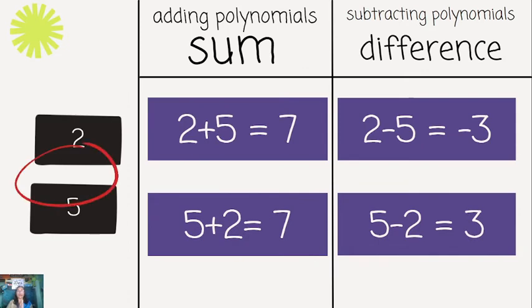So when you add polynomials, you have to combine similar terms. So you can add 2 and 5. 2 plus 5 is 7, or the other way around, 5 plus 2 is 7. As you can see, the order of the addends does not affect the sum. So we have the commutative property. If you are going to look at subtracting polynomials, you can say 2 minus 5, the answer is negative 3, or the difference is negative 3. But when you say 5 minus 2, the difference will become 3.